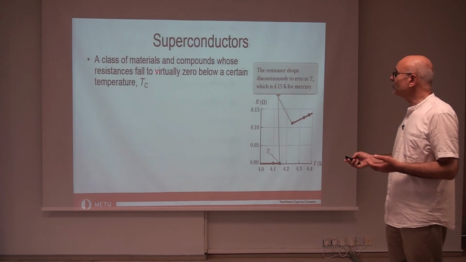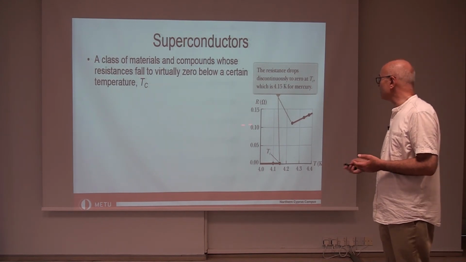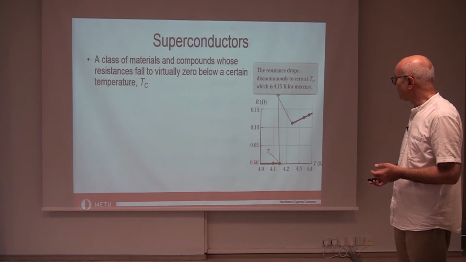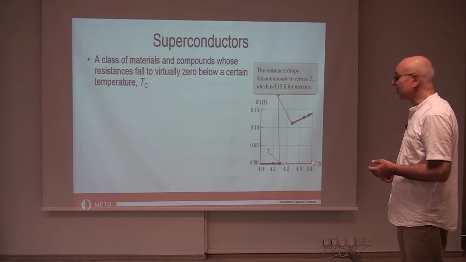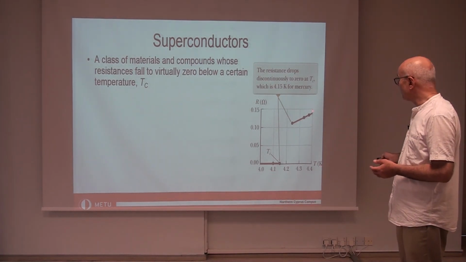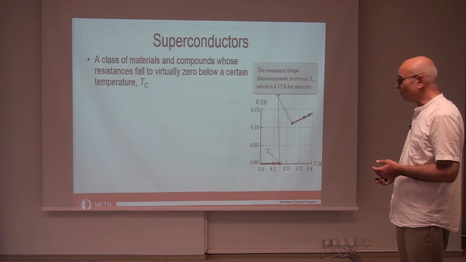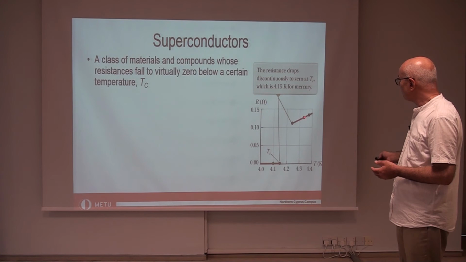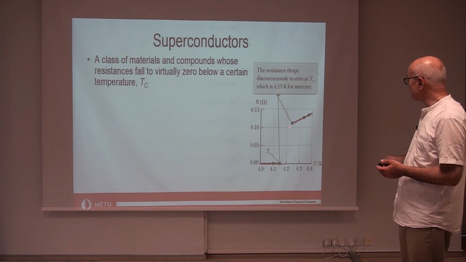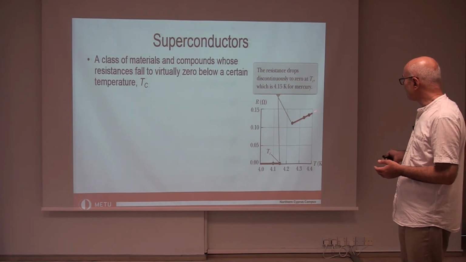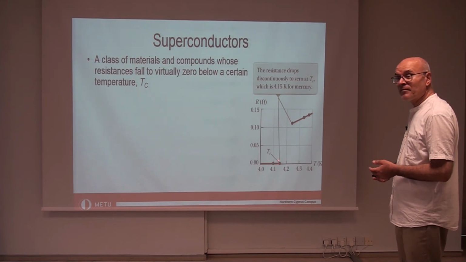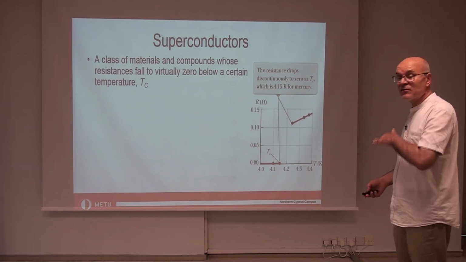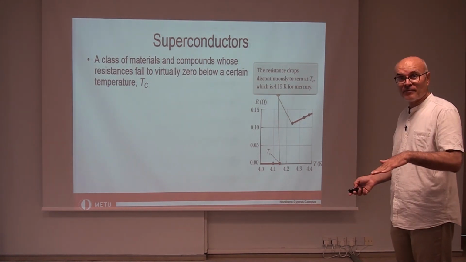resistance falls to virtually zero below a certain temperature. So if you look, for example, at this graph, you are plotting the resistance versus temperature here. How does the resistance change with temperature? As you can see, this is in Kelvin, of course. Above 4.2, there is a linear relation between resistance and temperature. As usual, as temperature increases, the resistance increases. When you reach a point near 4.2 Kelvin, the resistance drops virtually to zero.